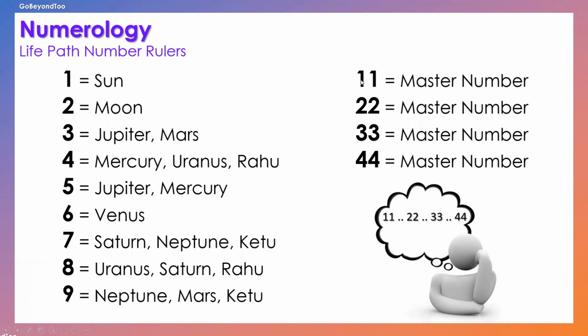The repeatable numbers, or the master numbers, 11 through 99, are not so much ruled by these planets, but they are a little bit more elevated spiritually.